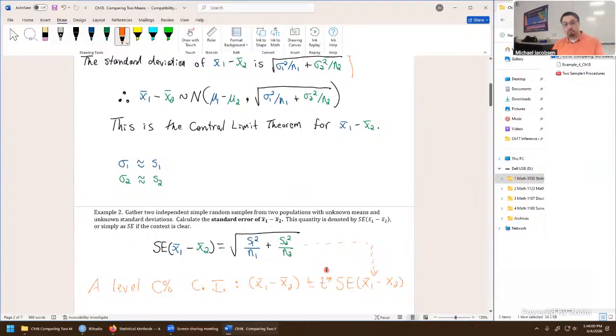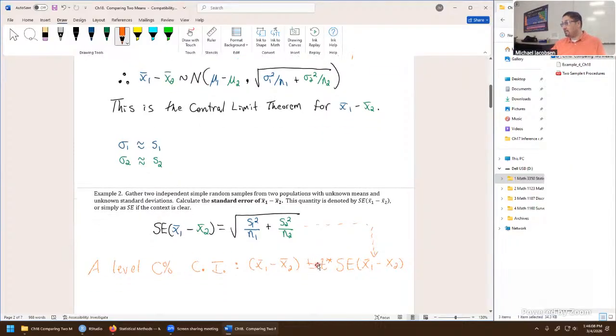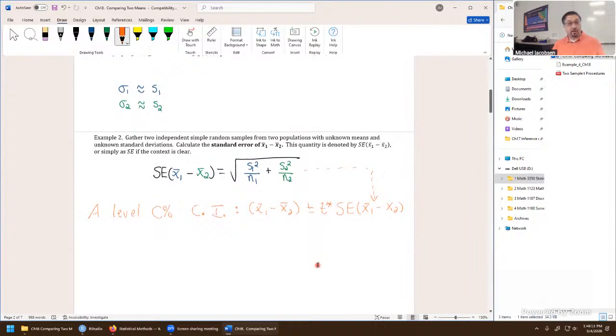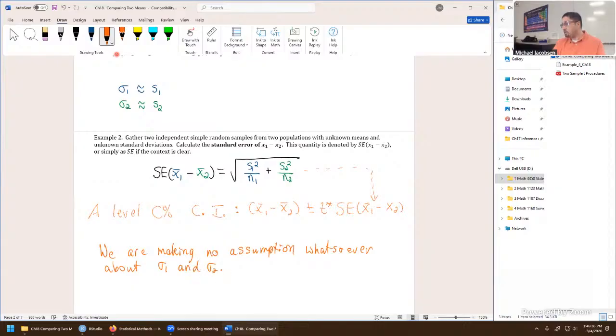That t star, we'll compute it using the t distribution just like before, but it actually has a very, very complicated degree of freedom. There's one thing that's going on in these notes that our author only really discusses towards the very end of chapter 18. We are making no assumption whatsoever about sigma 1 and sigma 2.